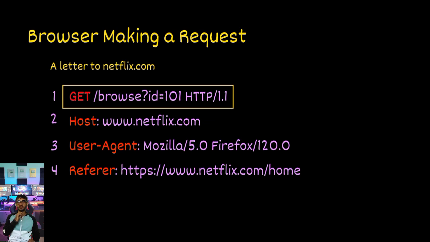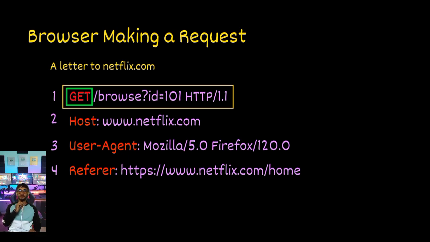The first line is called the request line. This is where the browser says what it wants to do. The first word here is GET. This is called the HTTP method. GET is used to retrieve data from a server. Think of it as your browser saying, "Hey server, I want to fetch something." Other methods are, for example, POST, which is used to send data to the server, or PUT, which is used to update a resource entirely.